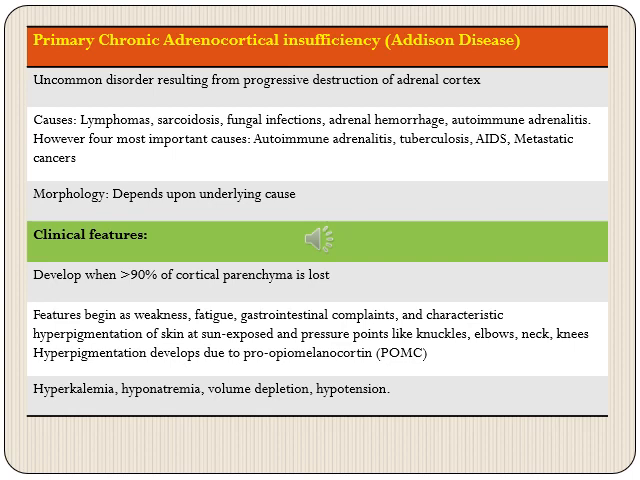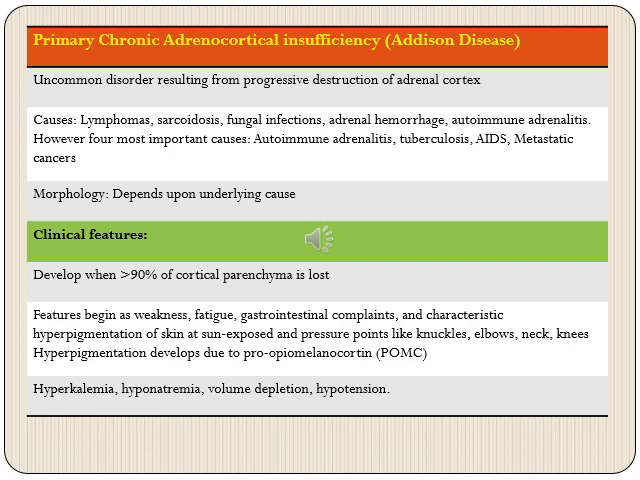Then primary chronic adrenocortical insufficiency, which is also called Addison disease. This is an uncommon disorder and it results from progressive destruction of the adrenal cortex. Causes can be involvement of the adrenal by lymphomas, sarcoidosis, fungal infections, adrenal hemorrhage, autoimmune adrenalitis. However, the four most important causes of primary chronic adrenocortical insufficiency are autoimmune adrenalitis, a very important cause which is tuberculosis, then AIDS and metastatic cancers. So all these can lead to Addison disease.